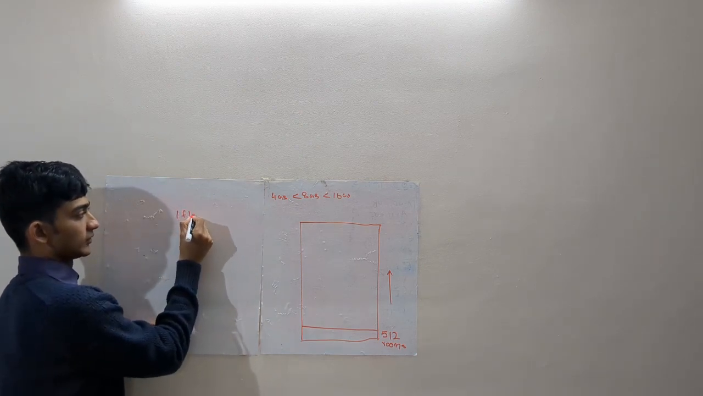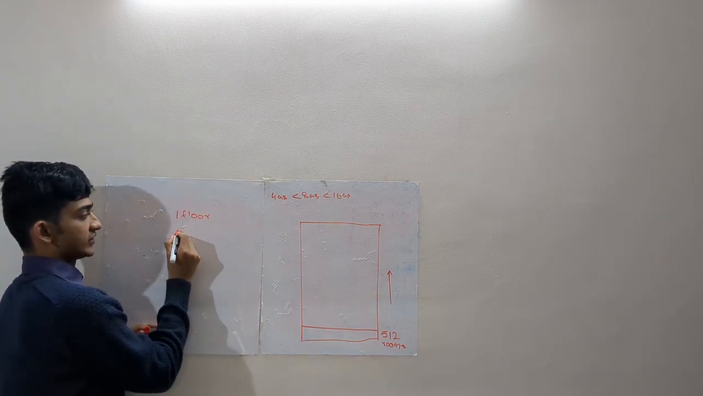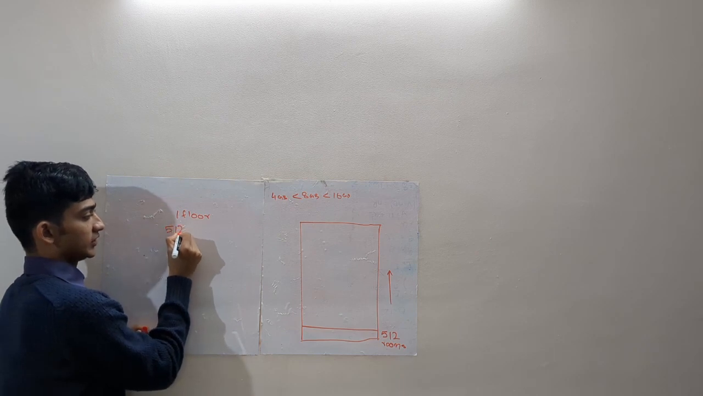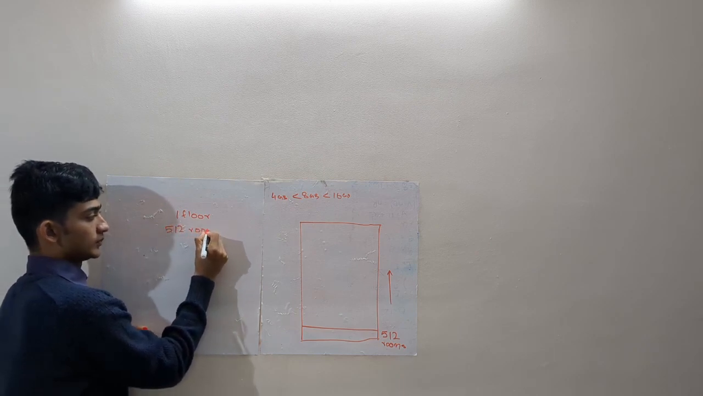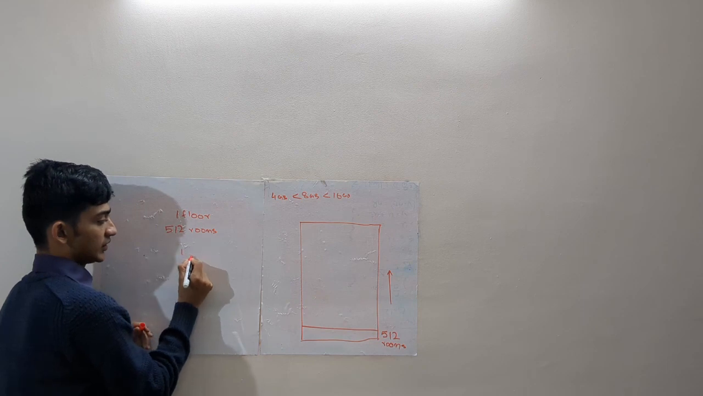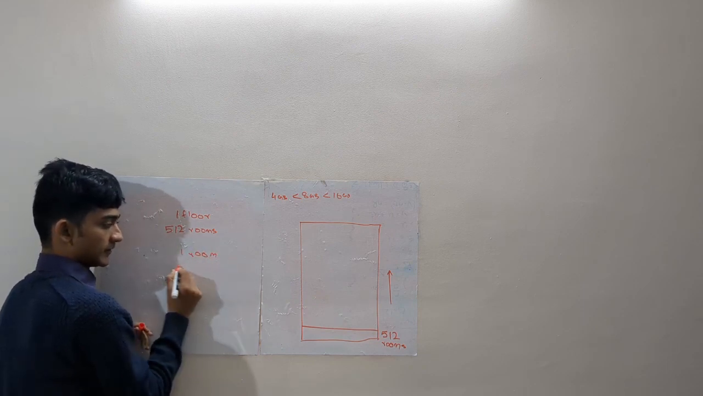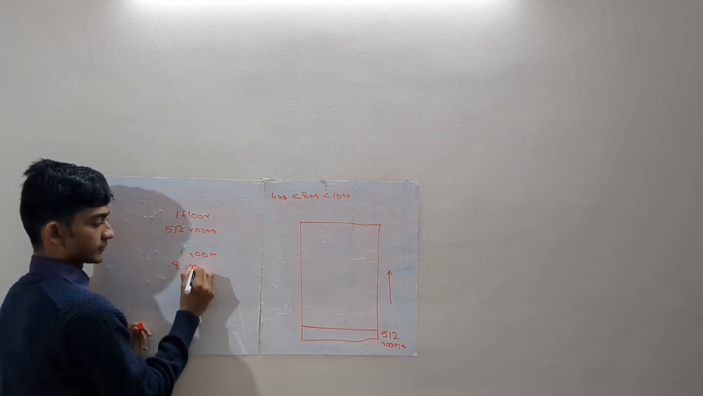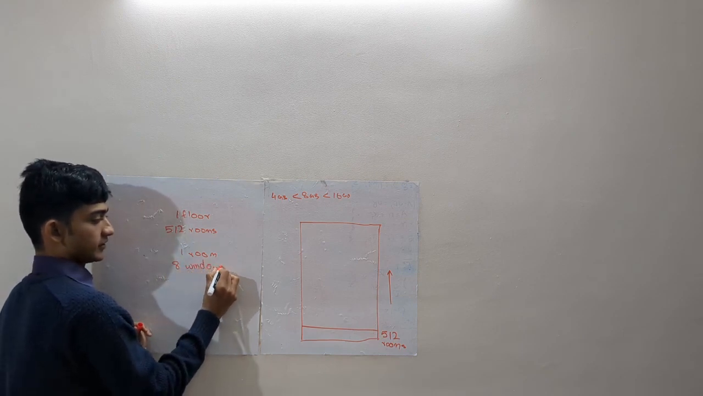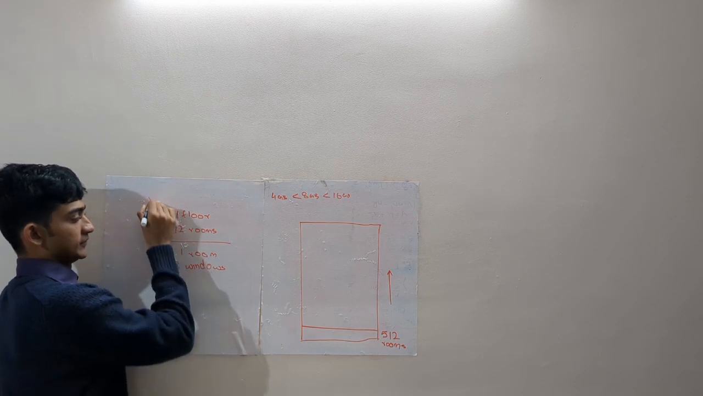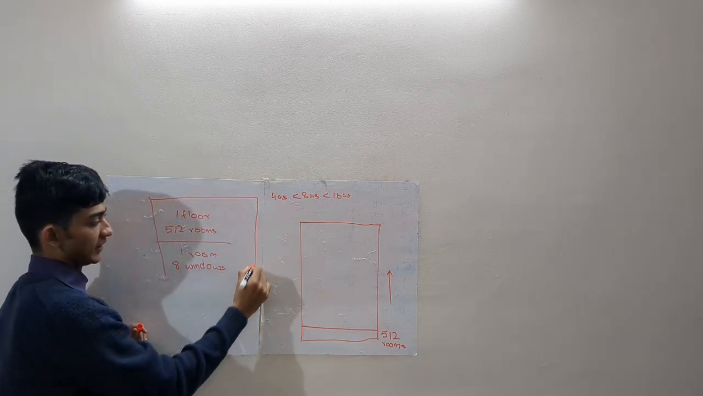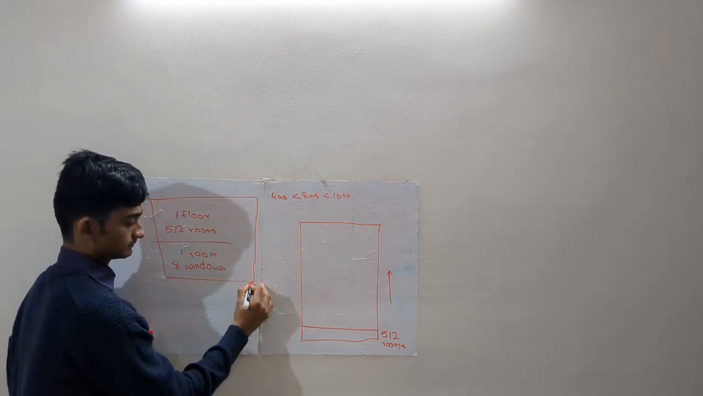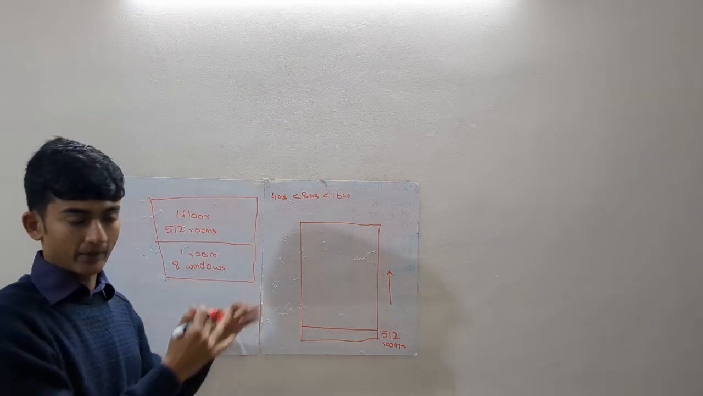and each room, so one floor has 512 rooms, and one room has 8 windows. So this is what we're going to keep in mind. And yeah, this is the apartment building we have.